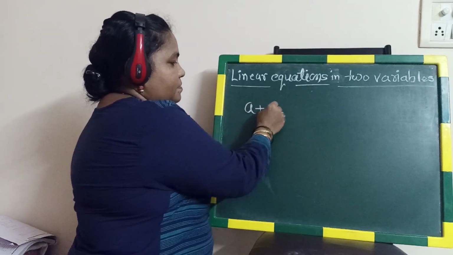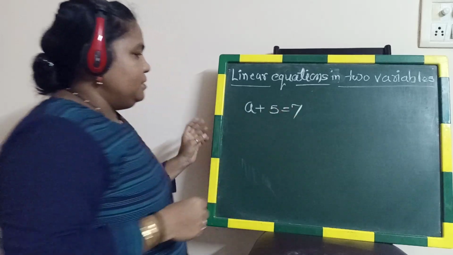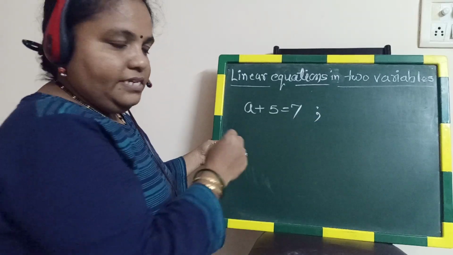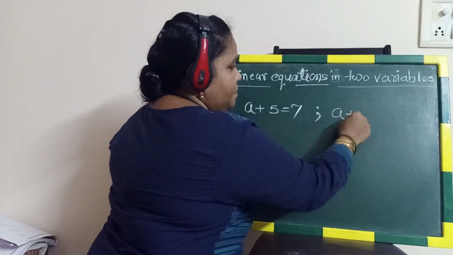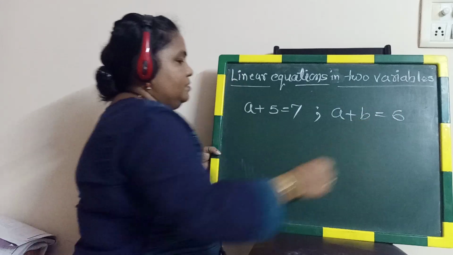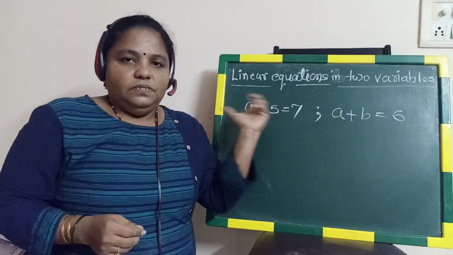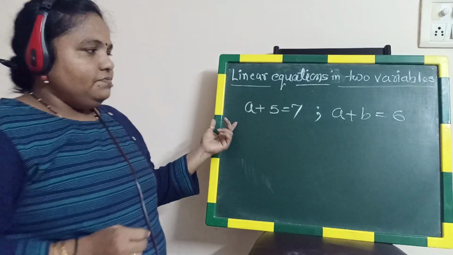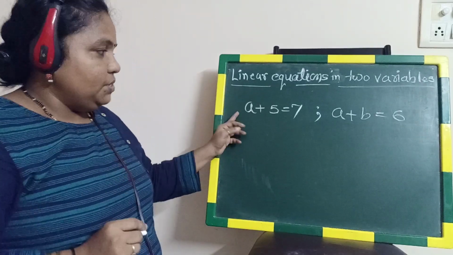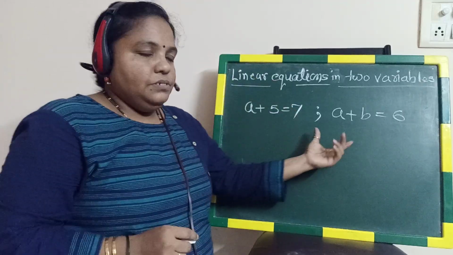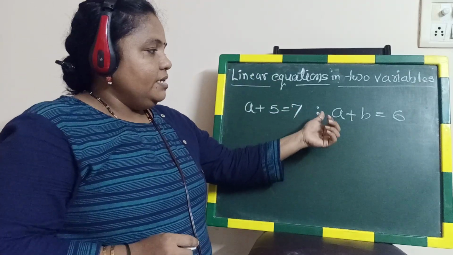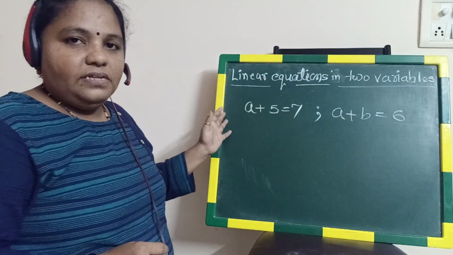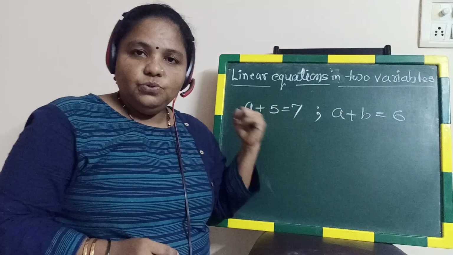Look at this equation. This is our first equation, a plus 5 is equal to 7. And similarly here I am going to write down the second equation, which is a plus b is equal to 6. Now look at these two equations. What difference can we find in these two equations? In our first equation we can find just one single variable, which is a. Rather, in the second equation we can find two variables, which are a and b. That means in the first equation there is only one variable, in the second equation there are two variables.